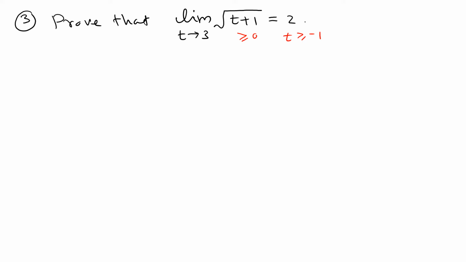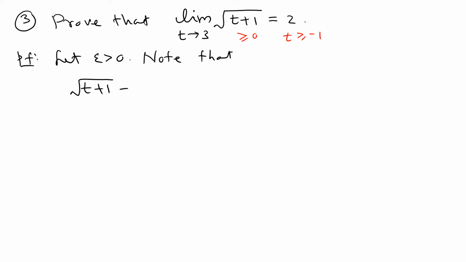Again, we're going to use a similar argument. We're going to say let epsilon greater than 0. Then note that, we're going to start with what we need to prove. Note that the square root of t plus 1 minus 2, that's the one we're going to consider. Subtract the limit from the function. We're going to simplify this expression. We are not going to write anything with epsilon here. We just simplify this expression.